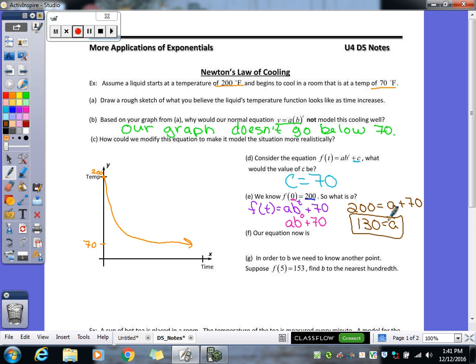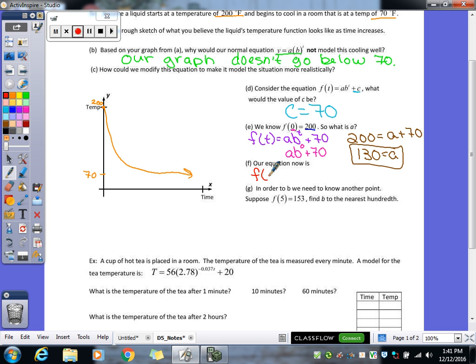So you don't have to go through that every single time. If you just remember at time 0, whatever that is, subtract your plus c, that's going to give you your a value. So now our equation is f of t equals 130 b to the t plus 70. So what's the last letter we have to find out? B. That's what we're going to find out in the next part.